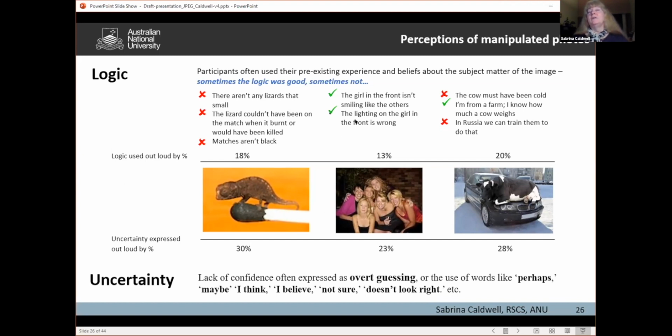This is good logic. You can see I've given them the green tick, that you can see that the girl in the front is not smiling and the lighting is wrong. So that was good logic applied. This one was very entertaining. This is a picture of a cow on a car that was issued by the Surrey police in England to remind people to look for animals before they take off in their cars. And it's a cold place, there's snow on the ground, so people used logic to say, well, the car must have been warm and the cow wanted to get up on the hood to keep warm.